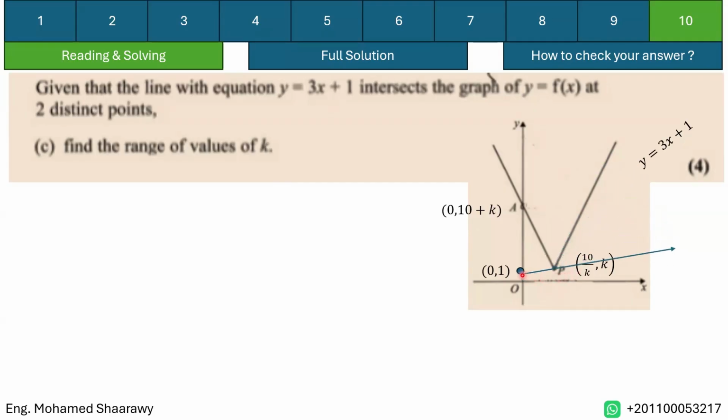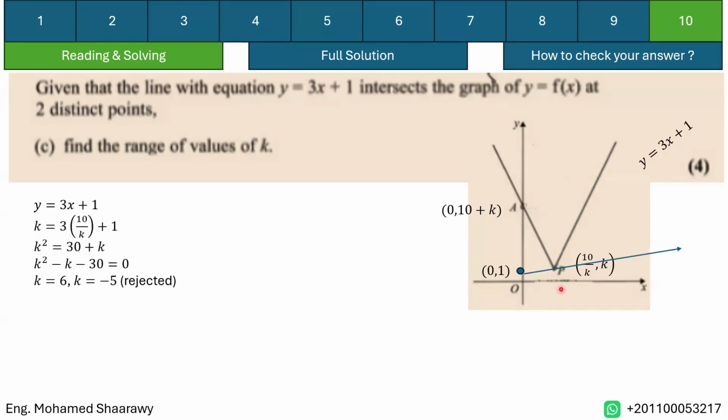Okay, let me first assume this. Let's assume together that this point lies on the line. When does this occur? Let's check. y equals 3x plus 1. If this point lies on this line, so it satisfies the line, when will this happen? This will happen at k equals 6 and k equals negative 5. Actually, negative 5 is rejected because in the question it says that k is a positive constant. So I'll choose k equals 6. So when k is equal to 6, this line will intersect with this curve only once.